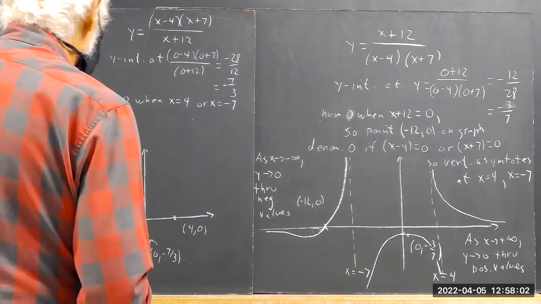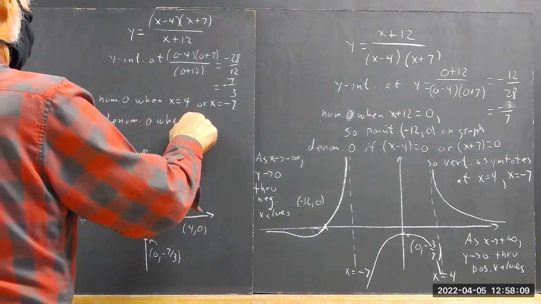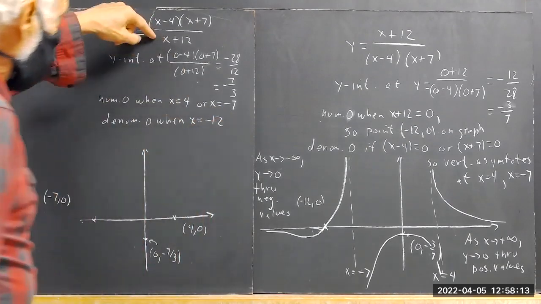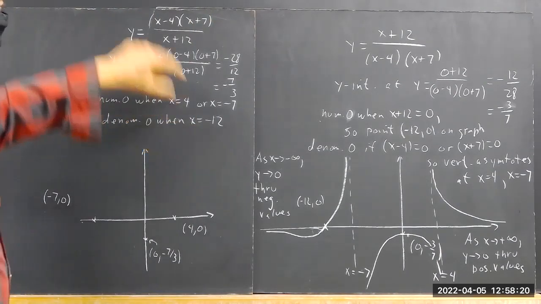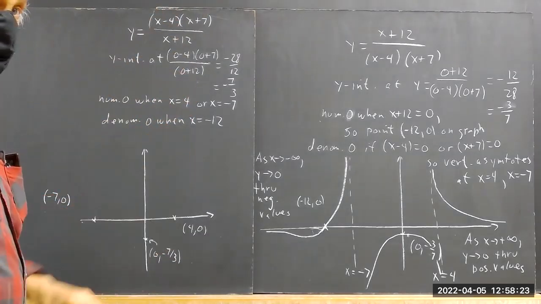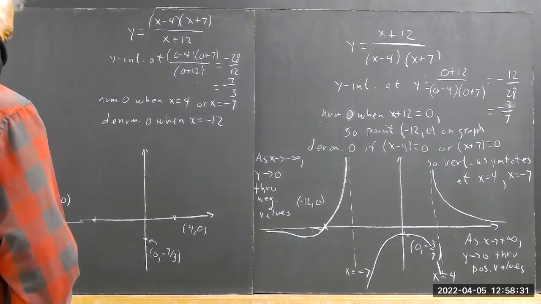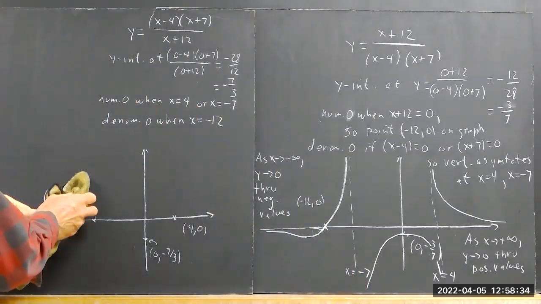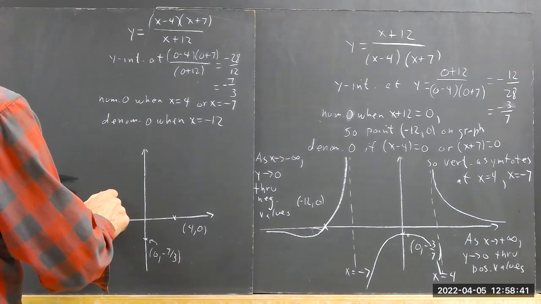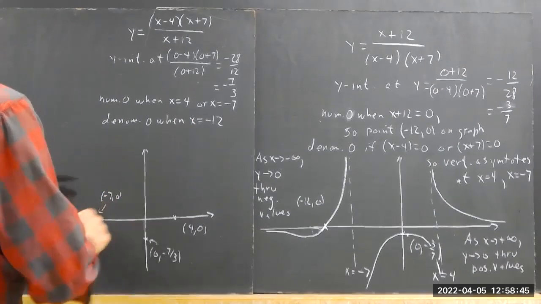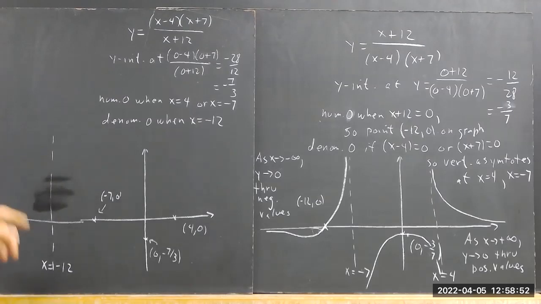Now the denominator is zero when x equals negative 12. And the numerator is not zero when x is negative 12. So we know that this is going to get really tiny as x gets close to negative 12, and this is not going to change a whole lot real close to x equals negative 12. It's not going to be zero. So we know that at x equals negative 12, let's label this here, it's not in the way of this vertical line, x equals negative 12. We know this is going to be a vertical asymptote.